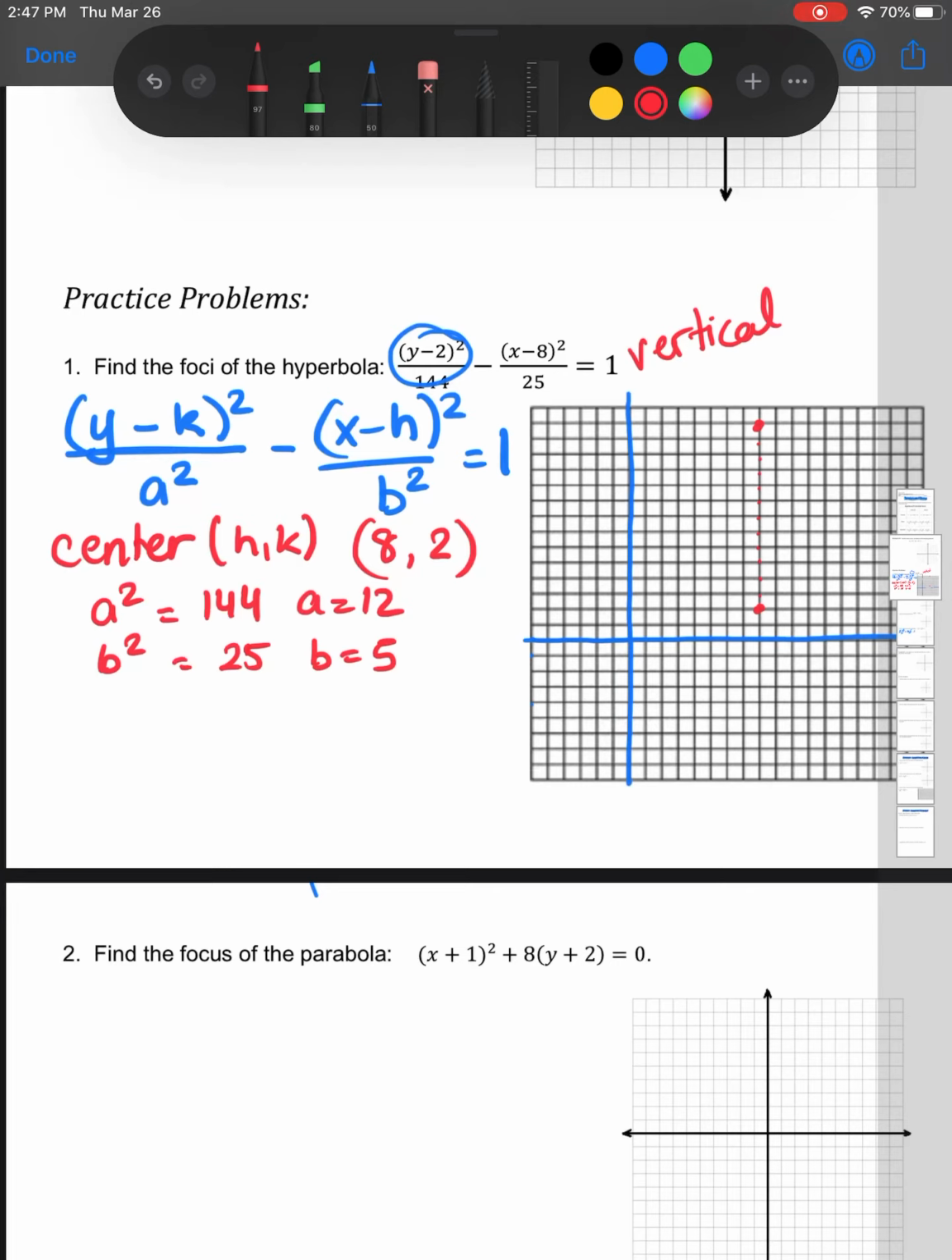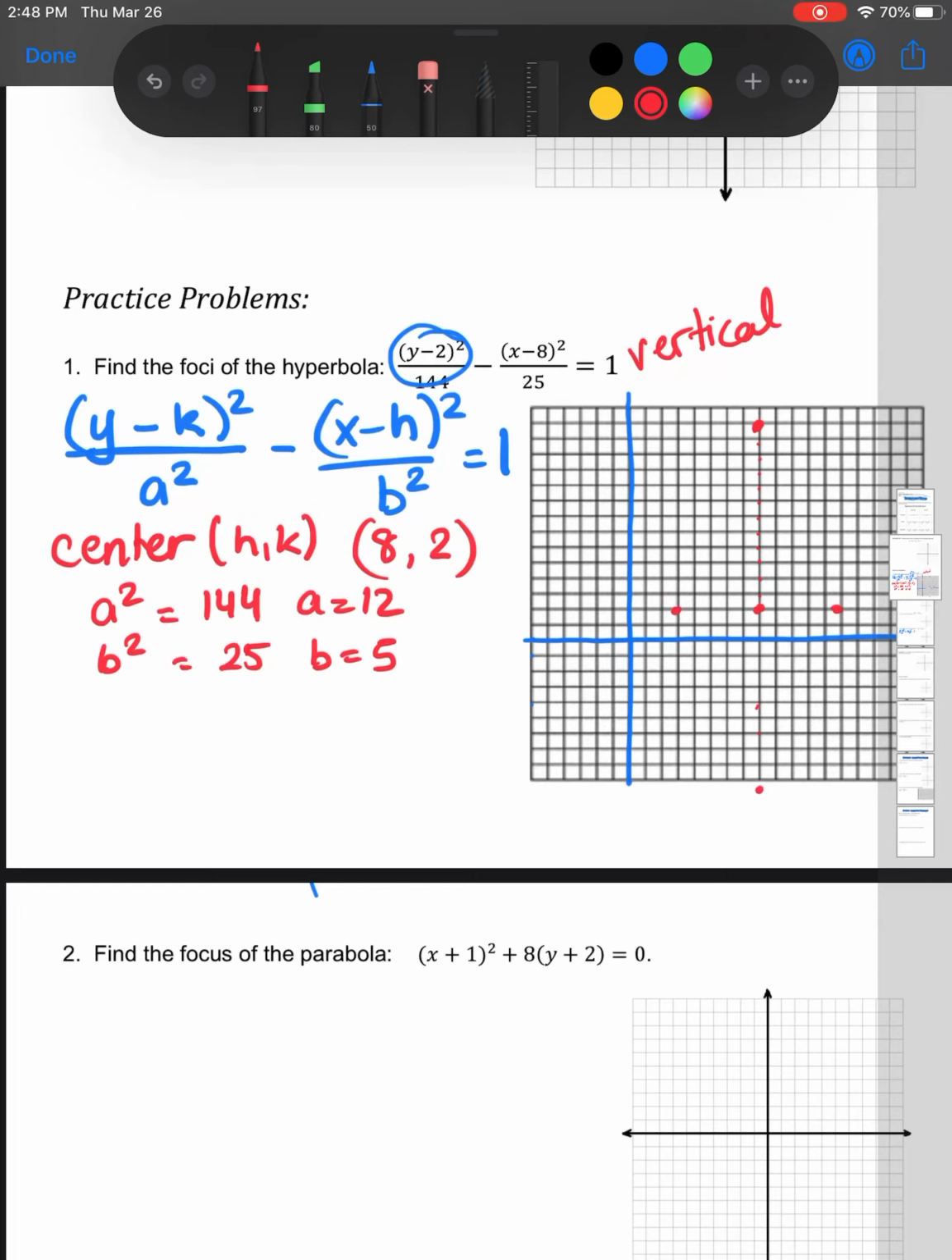So this is my vertex 1, right? And I'm going to go down 1, 2, 3, up to 12. I'm going to be a little outside the graph, so that's okay. And now I'm going to go across with my b: 1, 2, 3, 4, 5, on each side.